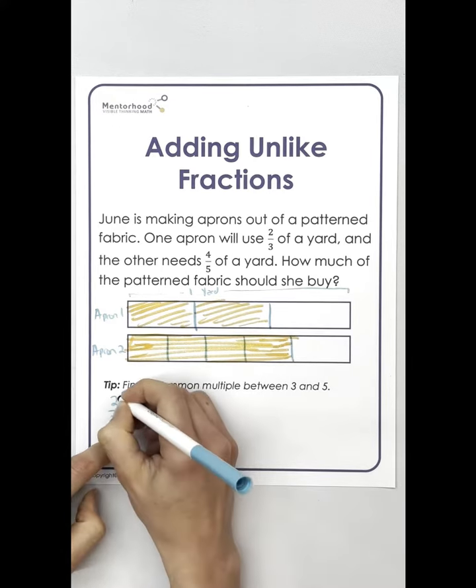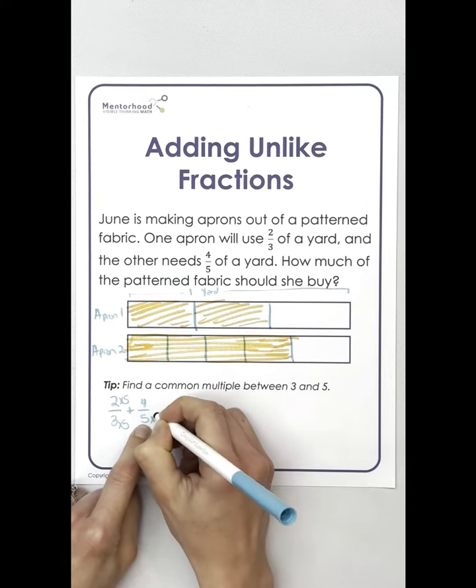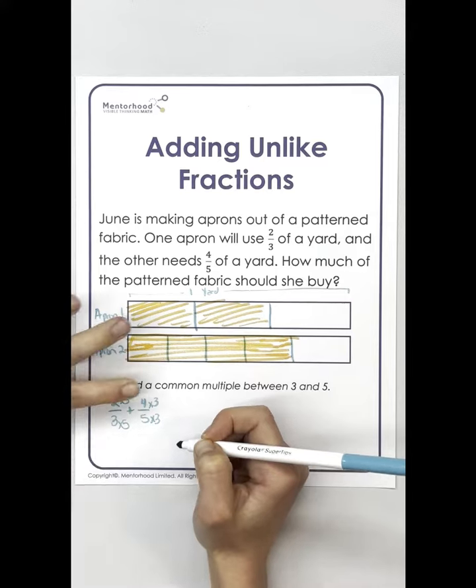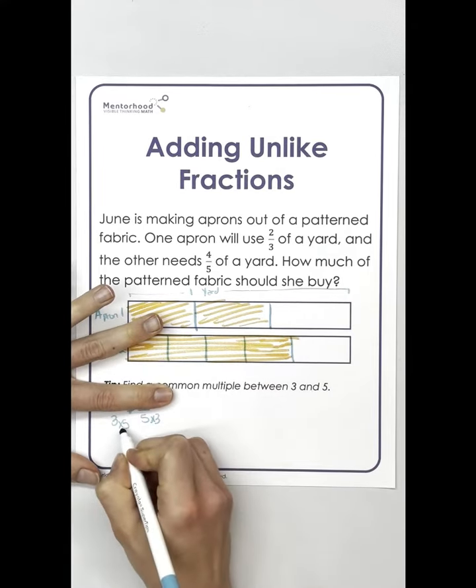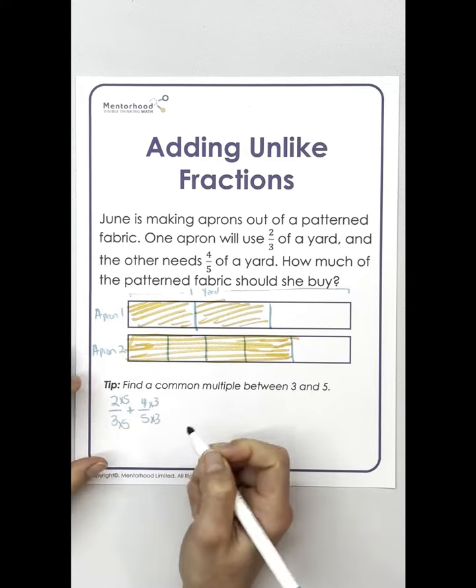Whatever I do to the bottom, I have to do to the top. So 2 times 5. Now 4 over 5, so 5 times 3 gives me 15, so I have to do the same to the 4 on top. I don't need to worry about the top when deciding how much to multiply by, but then I need to take whatever I multiply by and do the same on the top. So let's rewrite our question.